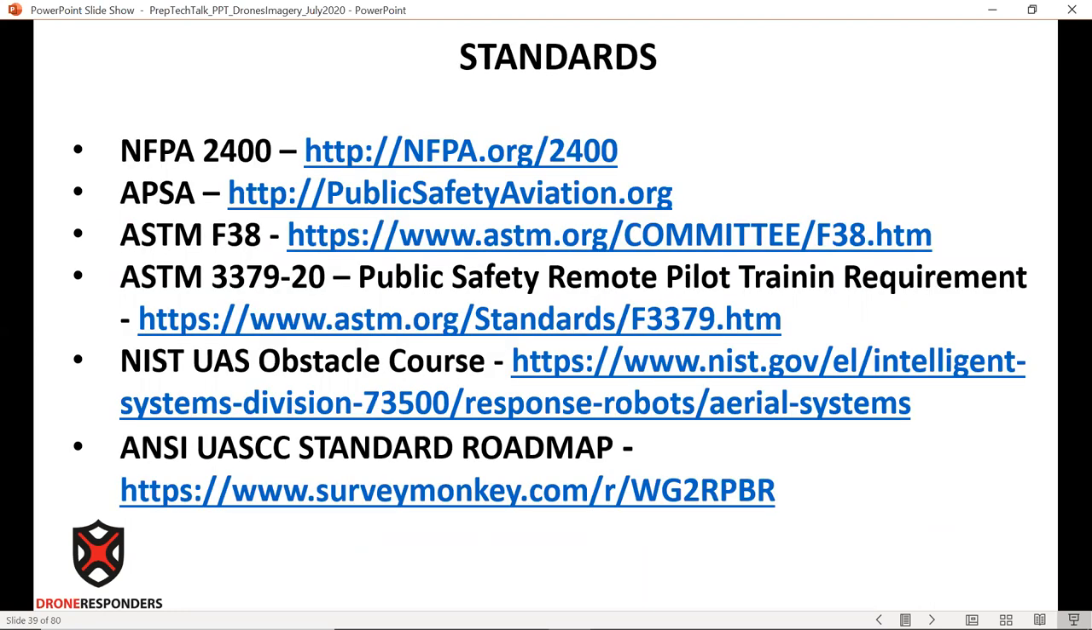So here is a list of standards that have links that can take you to the information that will help guide you even more through the process of things that you might want to look at. Next slide.